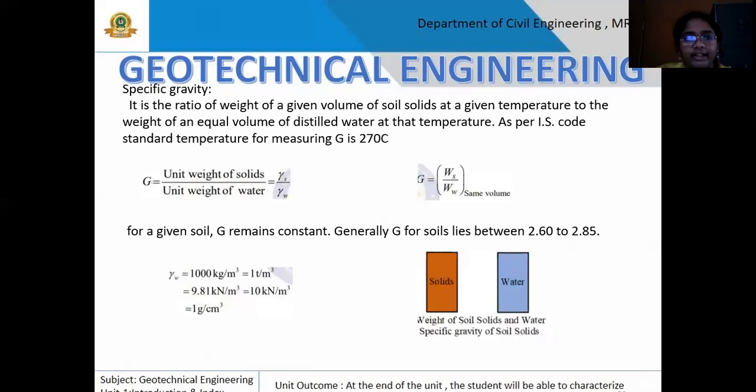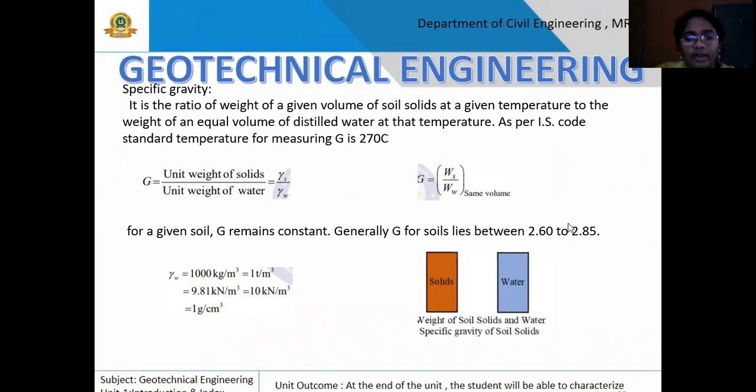Next comes specific gravity. It is denoted by capital G. It is a ratio of weight of a given volume of solids at a given temperature to the weight of equal volume of distilled water at that temperature. As per IS code, we generally consider 27 degrees, normal room temperature, for measuring G. So G is equal to gamma s by gamma w, that is unit weight of solids by unit weight of water. It is equal to Ws by Ww for the same volume. So generally the value of G for soil will be 2.6 to 2.8.